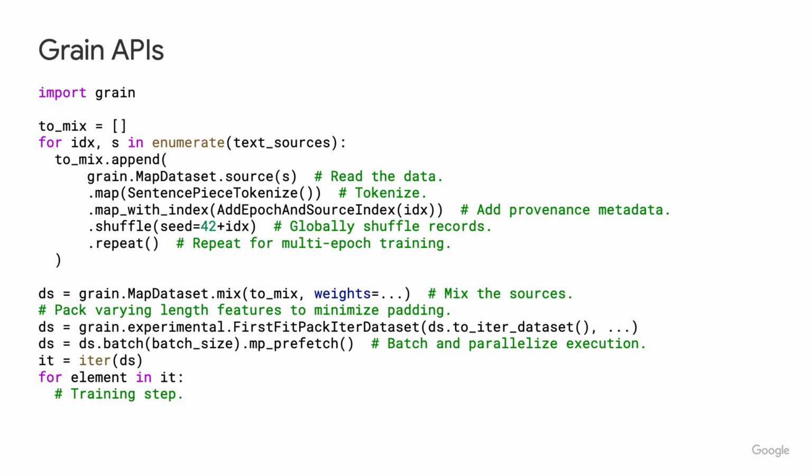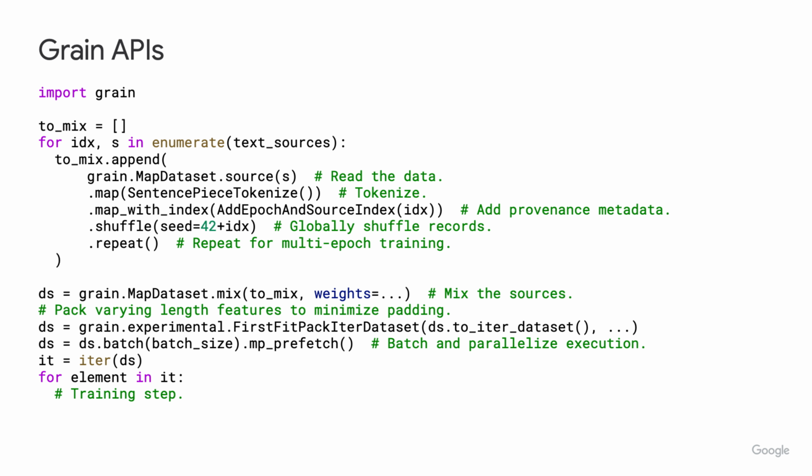All right, this is what a typical LLM pipeline with Grain would look like. You start with multiple sources, then you apply tokenization, you add some metadata for later analysis, you do a global shuffle within each of these datasets, then you repeat them for multi-epoch training, and then you mix these datasets with some proportions.